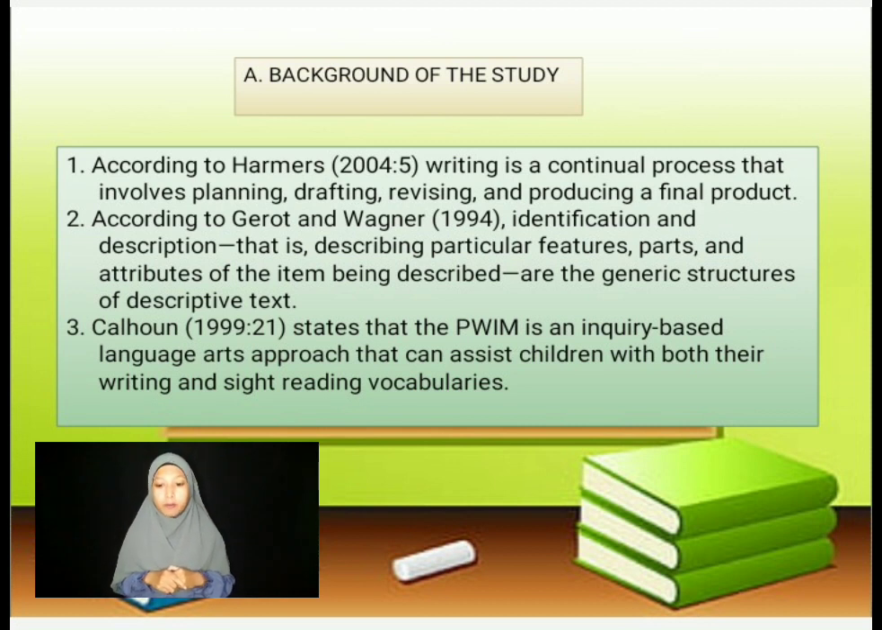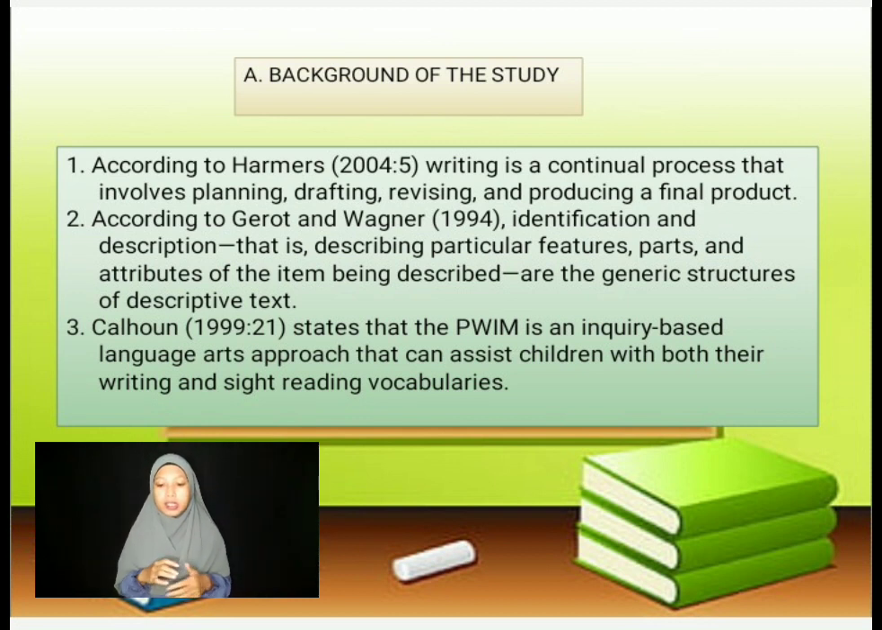According to Harmer 2004, writing is a continual process that involves planning, drafting, revising, and producing a final product. Students plan what they will write in the planning step. During the planning phase, a student thinks about how to organize what they will write. In addition, they take into account the goal of their writing, the readership they intend to reach, and the organization of the information, including the arguments, ideas, and facts they have chosen to include.